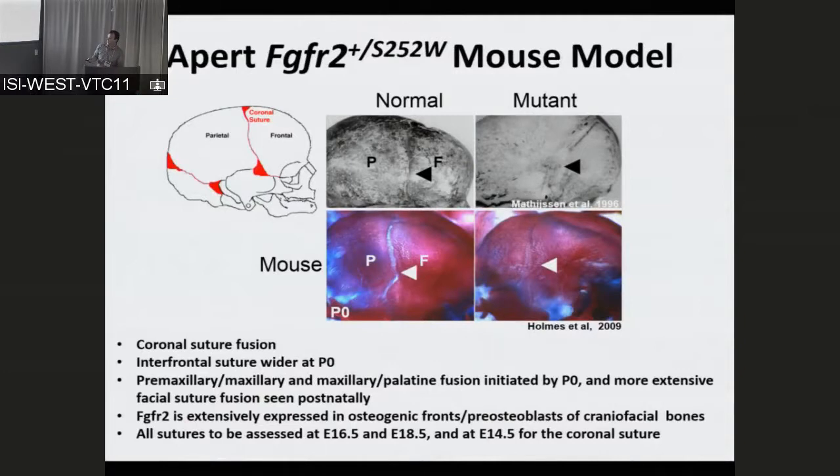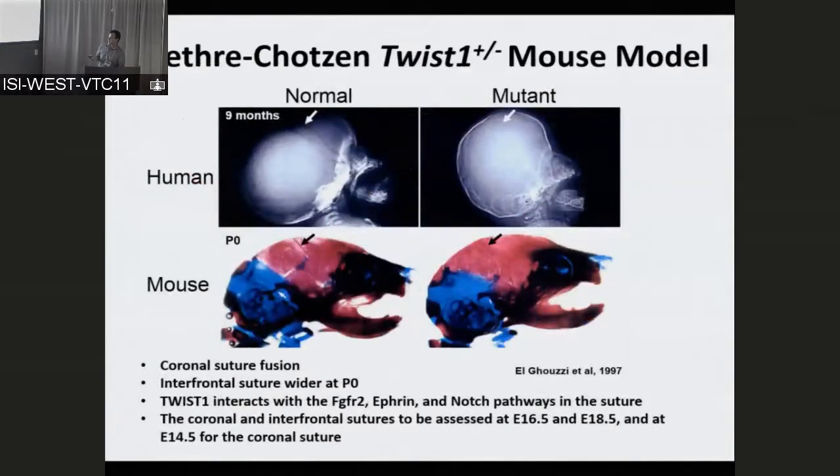And if you have conditional mutants that can survive, you see increasing fusion of other sutures in the face. FGF receptor 2 is extensively expressed in osteogenic fronts in all the bones that have been looked at. And as I said, all sutures will be assessed at 16.5 and 18.5, and the coronal at E14.5. As I said earlier, there's this model where Twist1 and FGF receptor 2 are the heart of controlling suture formation. So we're also using the Twist1 mouse as a complementary model. We also have coronal suture fusion early and wider interfrontal sutures.